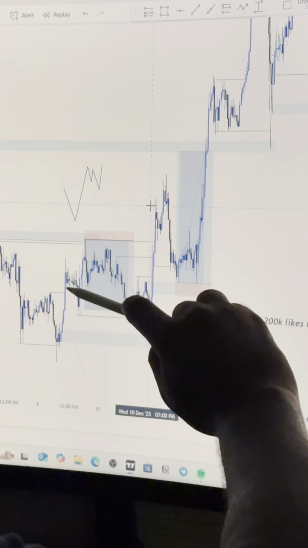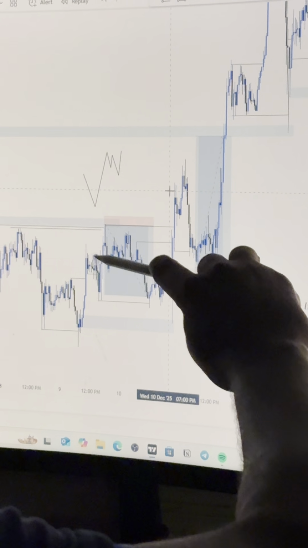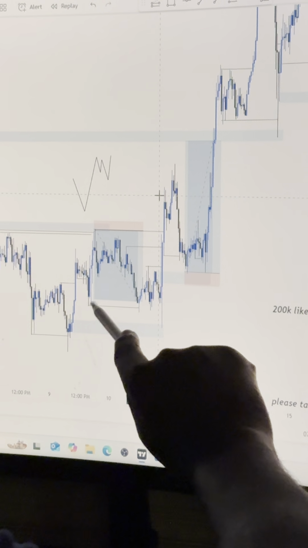Let me tell you why this is minor. After this close, after the market gave you this inducement and bought from this breaker block, you can see the market respected it and came to this zone, then came back, then used this as the major inducement.